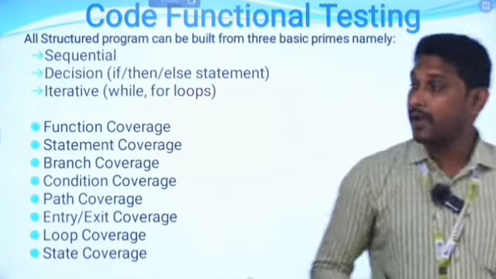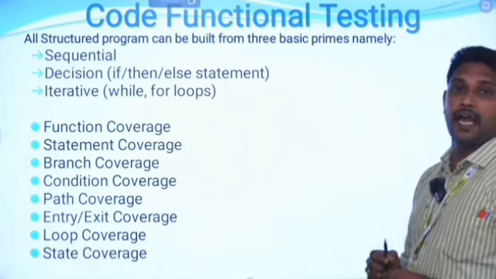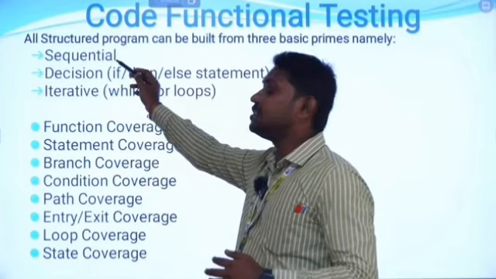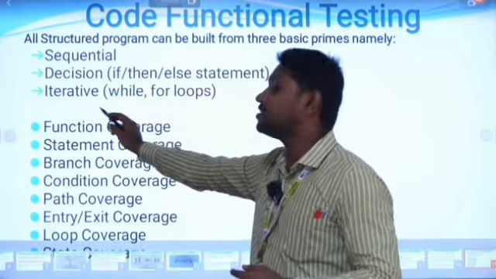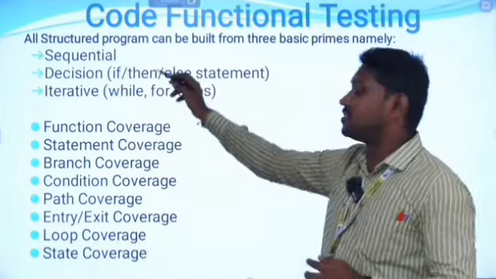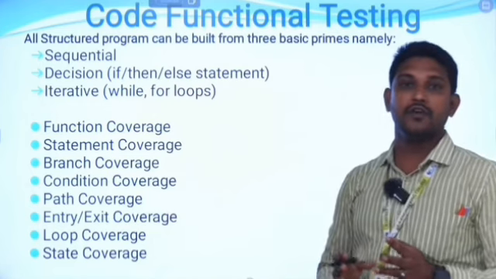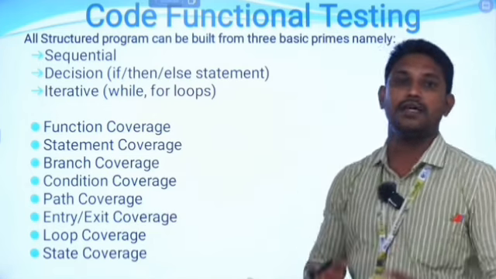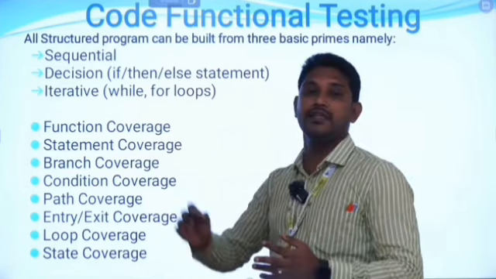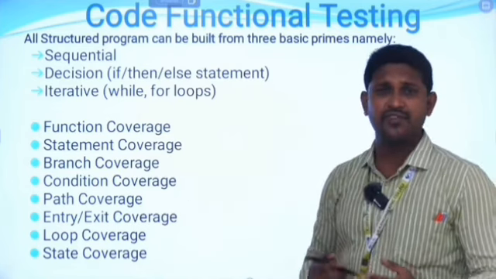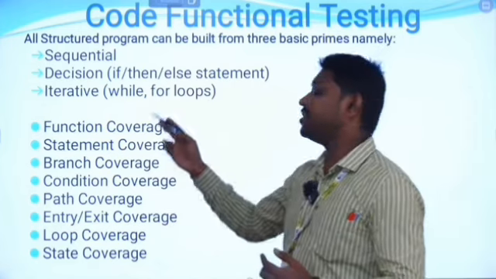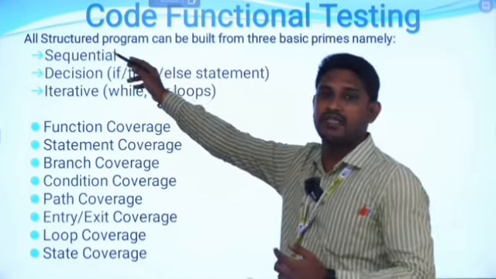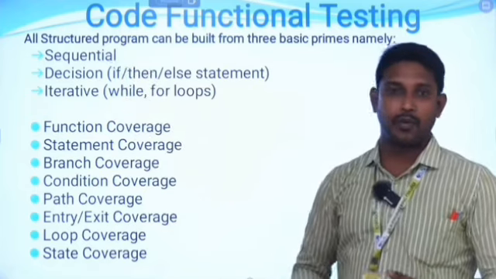Before the source program, we have 3 main parts to develop a program. The first is sequence, the second is decision, and the third is iterative. In the sequence structure, we will not use any if condition or loop condition; the program will be simple like that. In decision, we use if else and nested if. And for iteration, we use while, do while, and for. Based on these 3 major parts, we build the program.